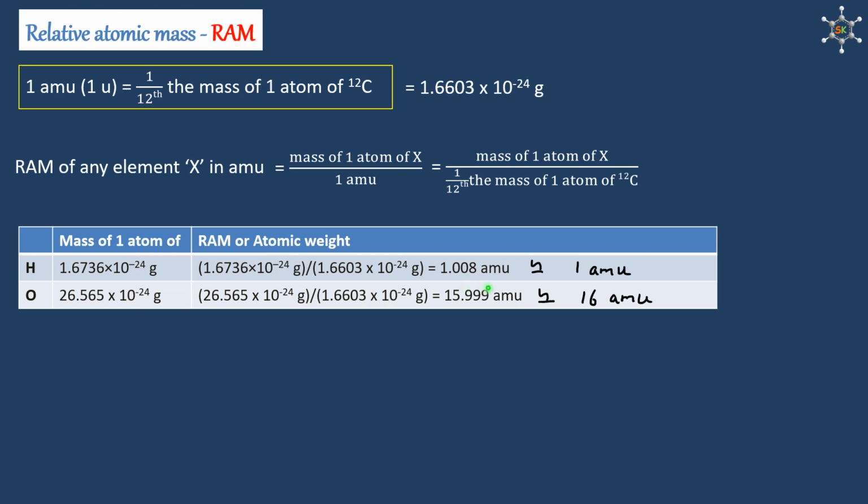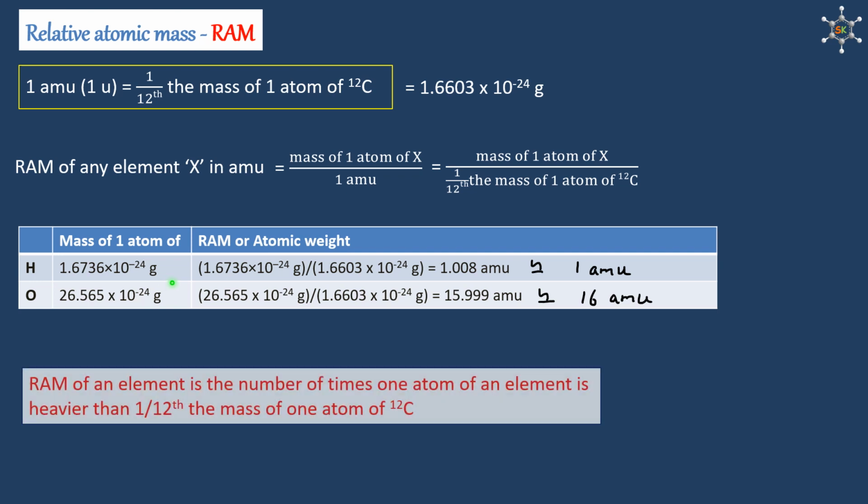Now if we compare mass of one atom of hydrogen in grams and mass of one atom of hydrogen in AMU, we can see that expressing mass of one atom of element in AMU is much simpler than expressing it in grams. Coming to the definition, relative atomic mass of an element is the number of times one atom of an element is heavier than 1/12 the mass of one atom of carbon-12.